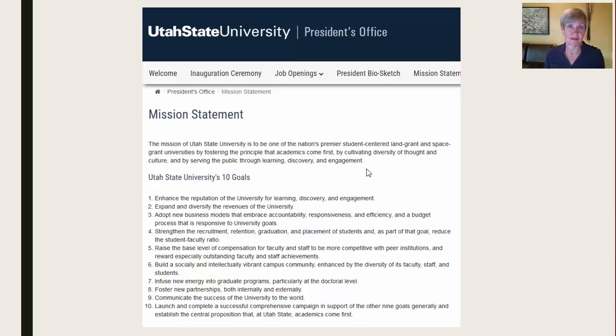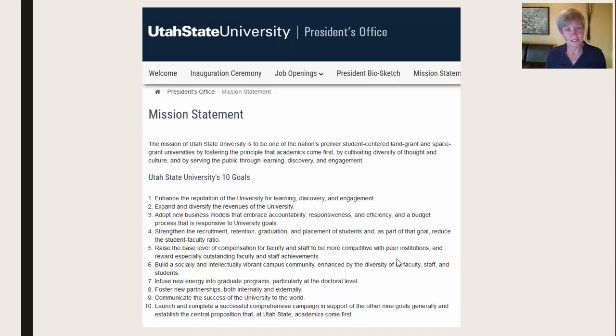They don't mention the word extension, but that's really what it relates to, because when you look at the seal for Utah State University, you will see education, research, and extension. It's called the three-legged stool of a land-grant institution. Underneath the mission statement, much like your text discusses, you will see the goals.